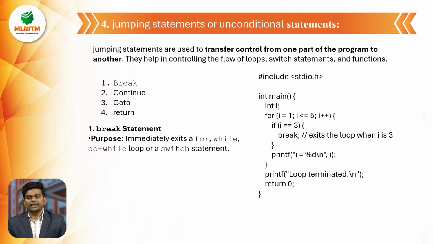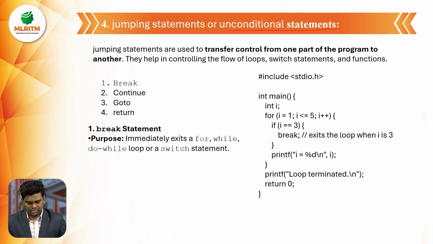So that is the second category of control structures. The first category is selection statements. The second category is looping statements. Coming to the next category, that is jumping statements or unconditional statements. Here, as the name specifies, the control transfers from one place to another place. That's why it is called jumping. At the same time, we don't write any condition for these statements. So that's why they are called unconditional statements.